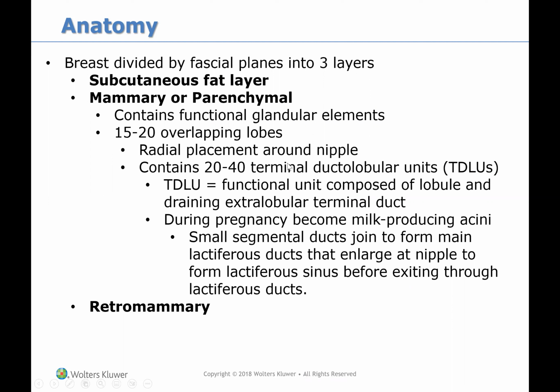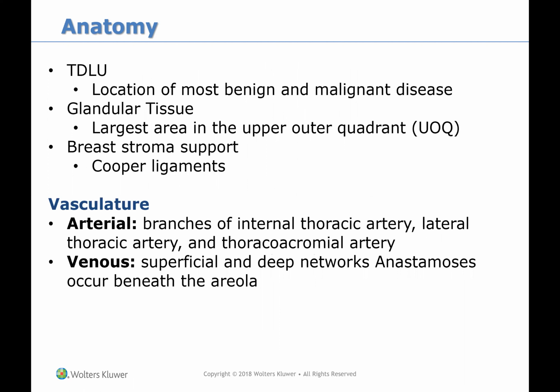Radial placement around the nipple, which we'll talk about in just a little bit, contains 20 to 40 ductal lobular units. This is where the cancer usually is, in these ducts. During pregnancy, they become milk producing acini. Small segmental ducts join to form main lactiferous ducts that enlarge at the nipple. It's pretty amazing. And then you have the retromammary layer. So you have those three layers.